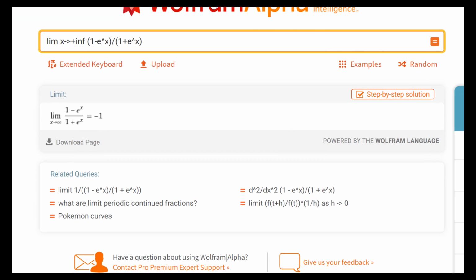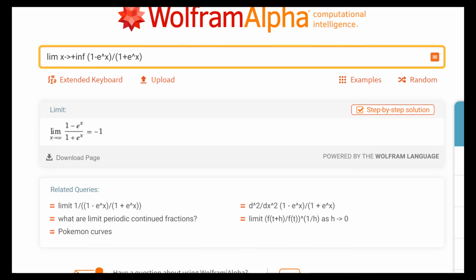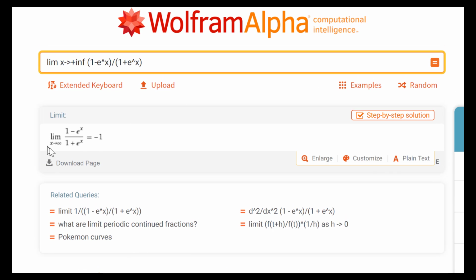Okay, so you can see here we did type it in correctly. So we have the limit as x approaches infinity, 1 minus e to the x over 1 plus e to the x, and the result is negative 1. So we verified it on Wolfram Alpha. Okay, very good.